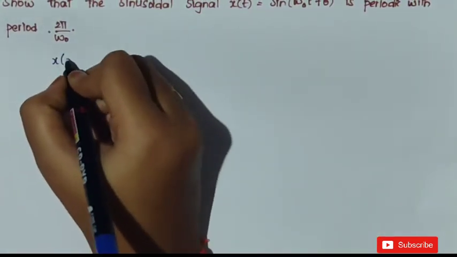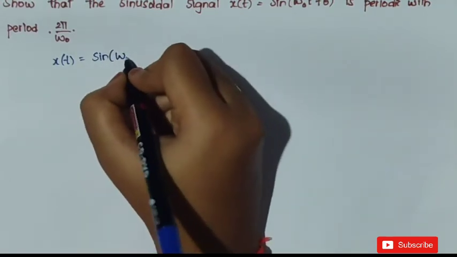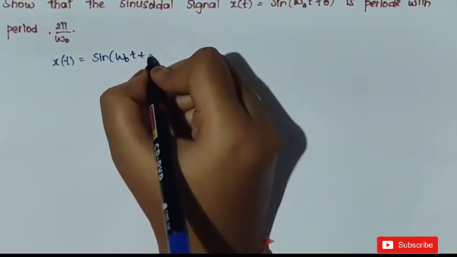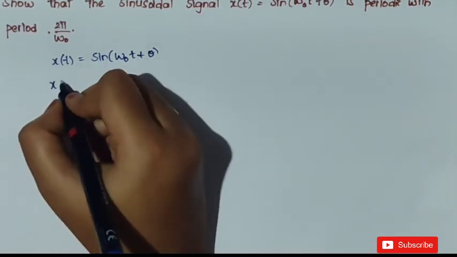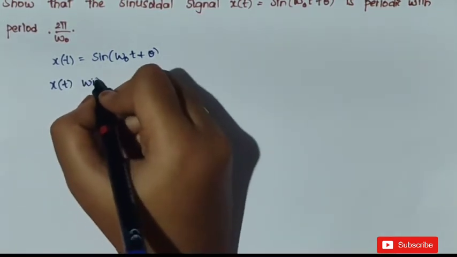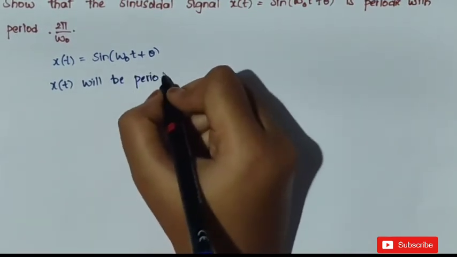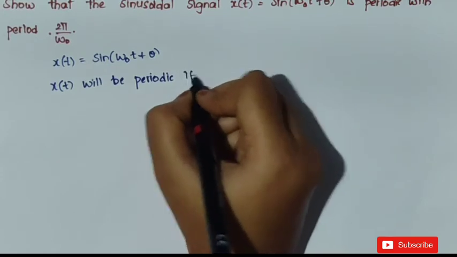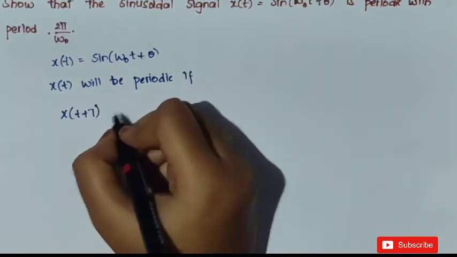Given x of t is equal to sine of omega naught t plus theta. This x of t will be periodic if x of t plus T is equal to x of t.